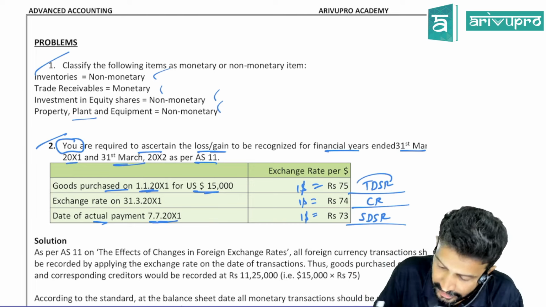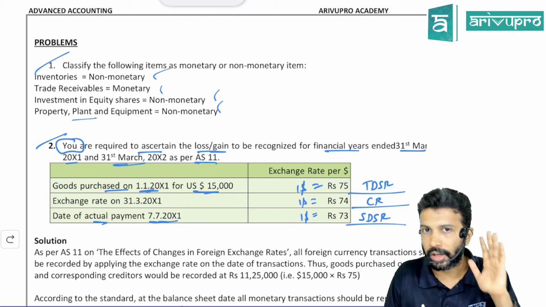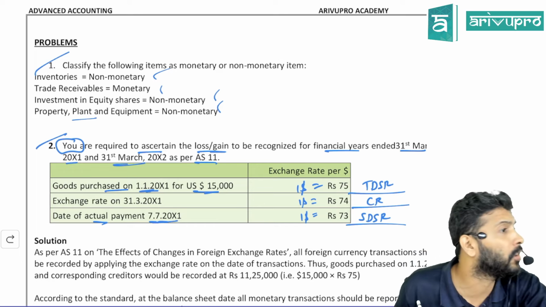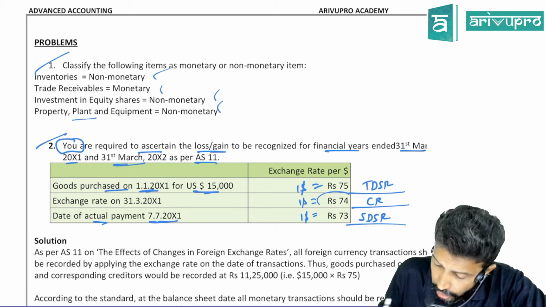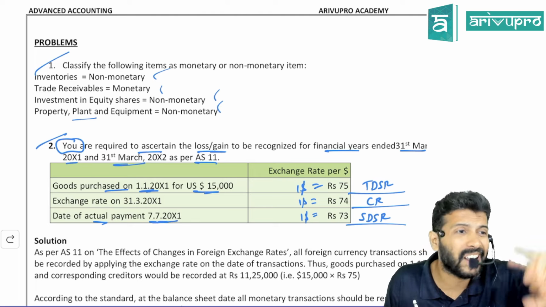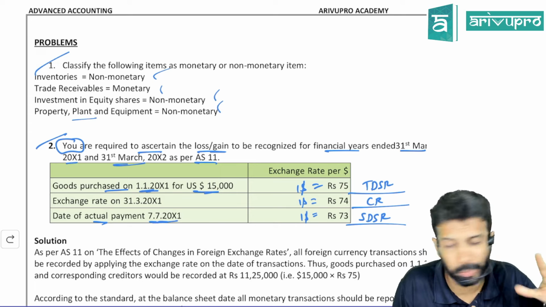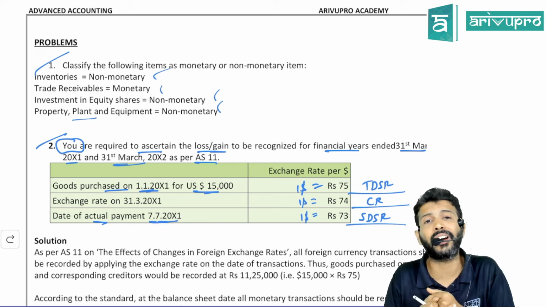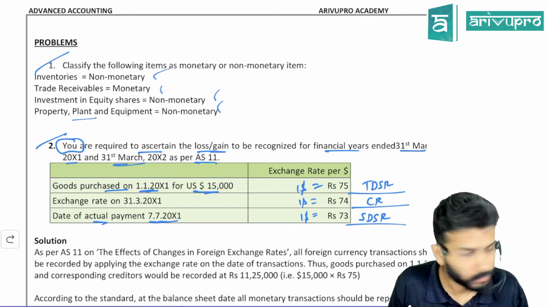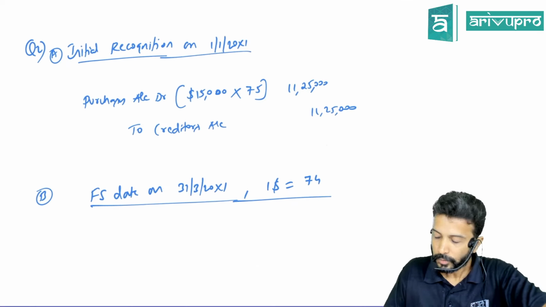This is on which date? The transaction date. But at the closing rate on 31st March, to purchase $1, should you pay 75 or just 74? You need to give away only 74. That means you can buy the same dollar by giving fewer Indian rupees. So obviously for an Indian entity, this is a happy, profitable scenario. Yes, sir. No problem. Okay, so this is a happy scenario.